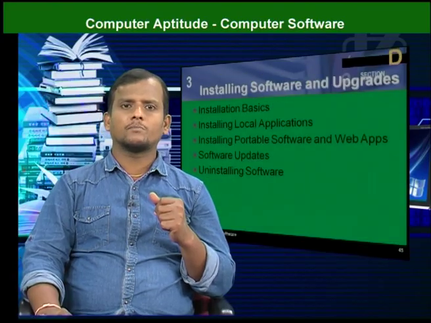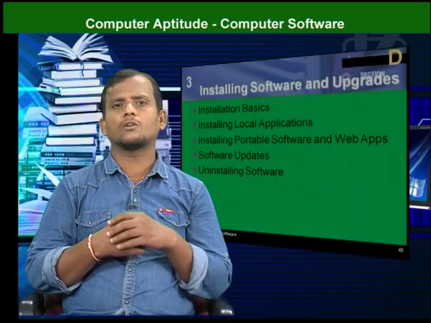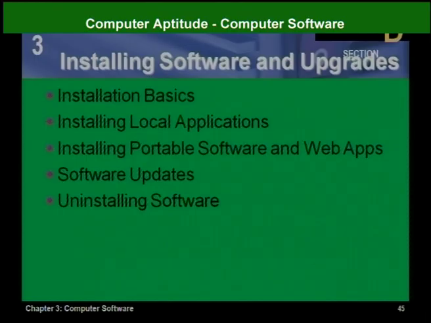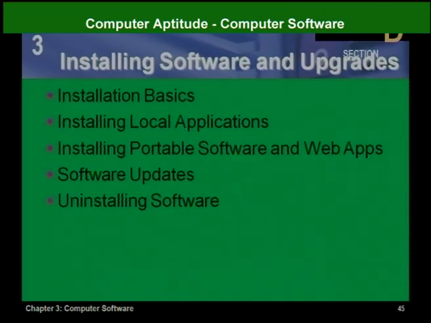Installing software and upgrading software. Installation basics, installation location, local applications. So we'll try to understand what installing and updating a software is. When you get a software, you need to install it. The topics are installation basics, installing local applications, installing portable software and web applications, software updates, and uninstalling software. These are the few points we'll see.